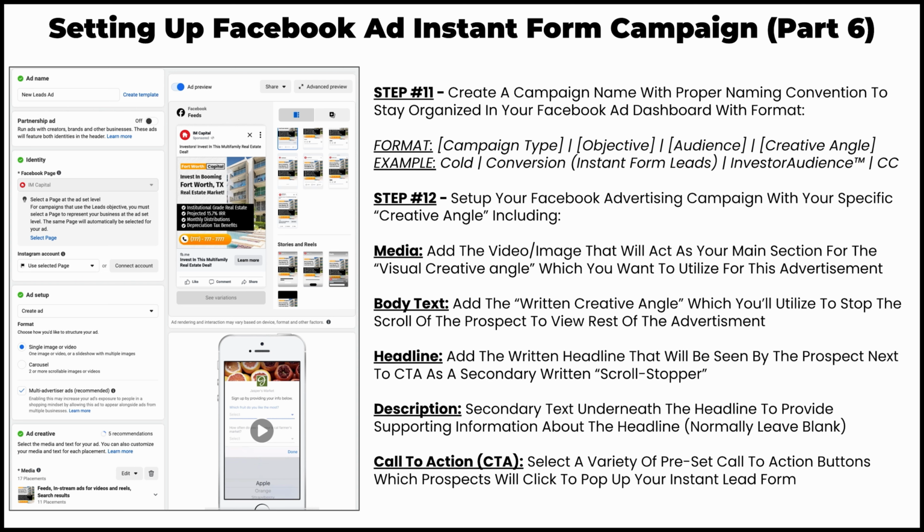Then next we have the body text. So you can add the written creative angle, which you'll utilize to stop the scroll of the prospect to view the rest of the advertisement. Then we have the headline. So you're going to add the written headline that will be seen by the prospect next to the call to action button as a secondary written scroll stopper.